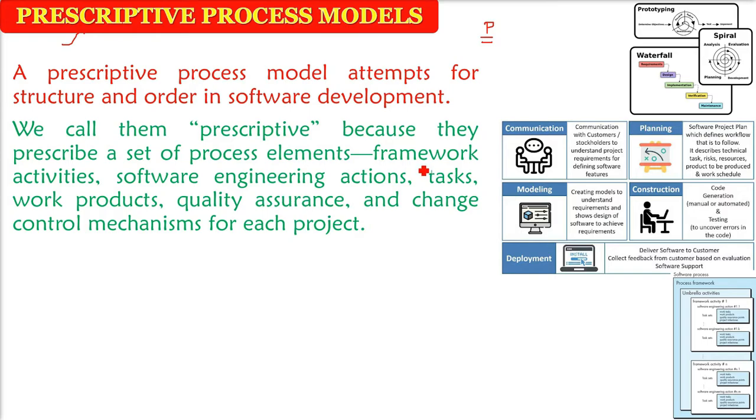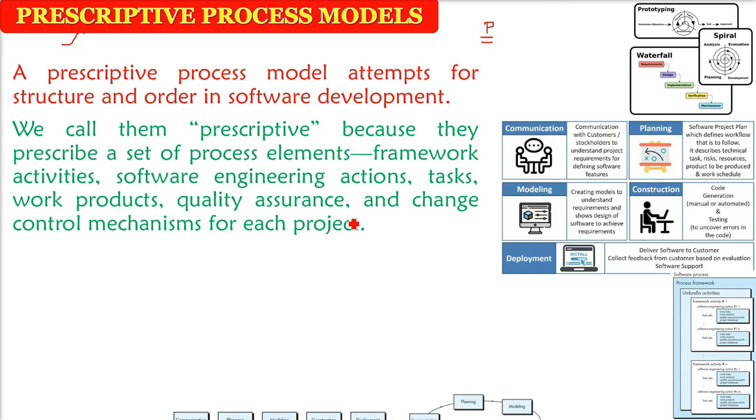That is, what are the framework activities, what are the actions, tasks, what will be the work product, what quality assurance you have to follow and adopt, and how you are going to control the change. So these are for different projects, small or bigger. These are the prescriptions which the model will give.